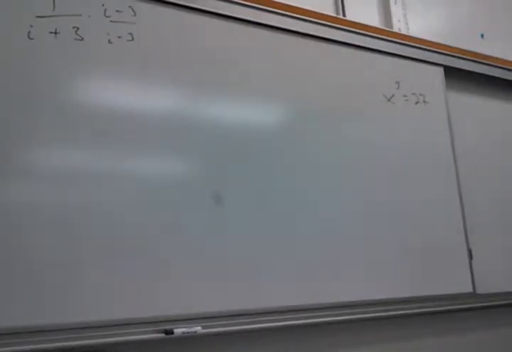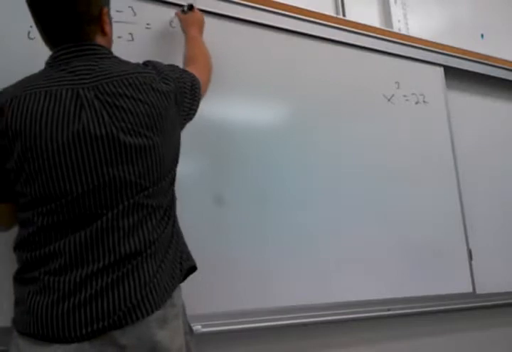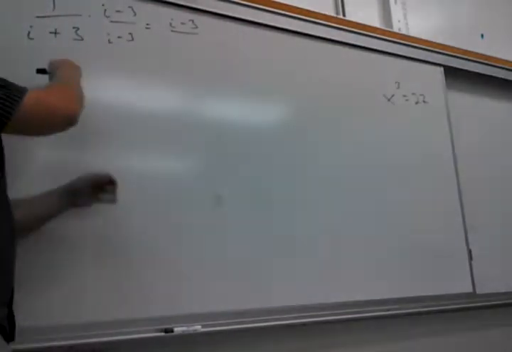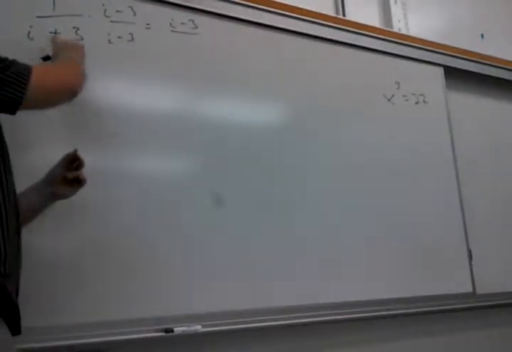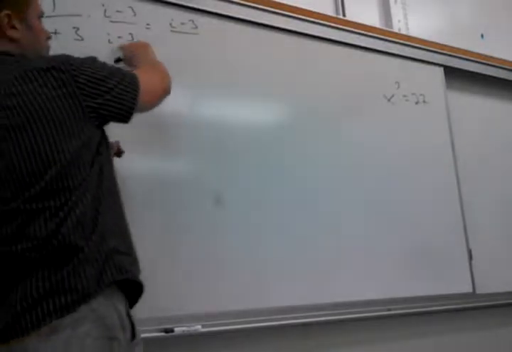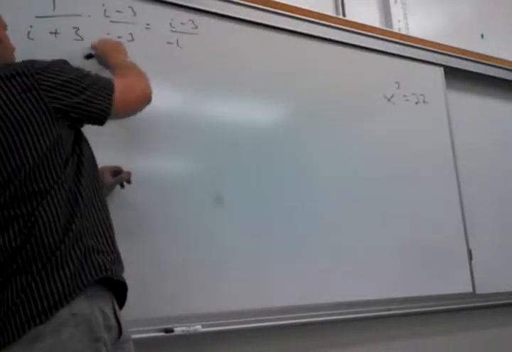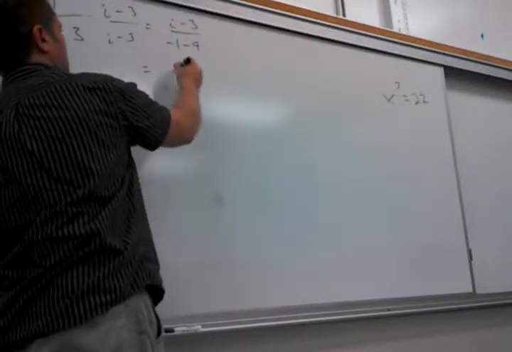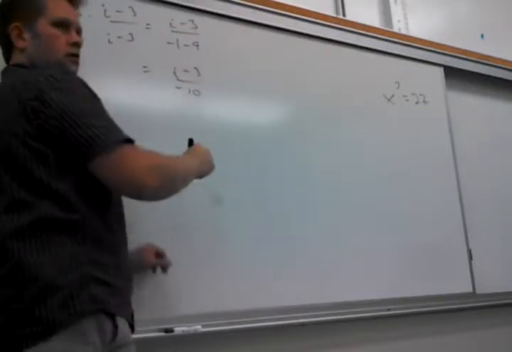Yes, that's the conjugate. So on the top you get, I'll do the top. On the bottom, i minus 3, you get i squared, which is minus 1, times 9, so minus 9. So you get i minus 3 over minus 10.